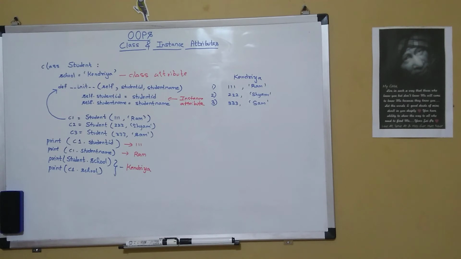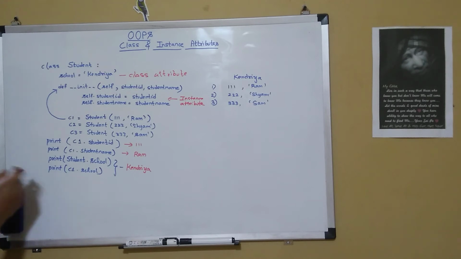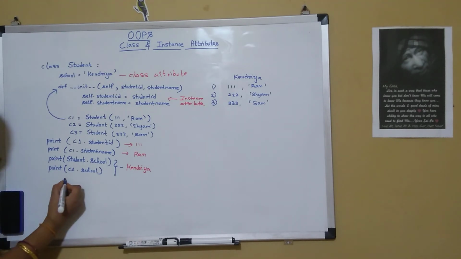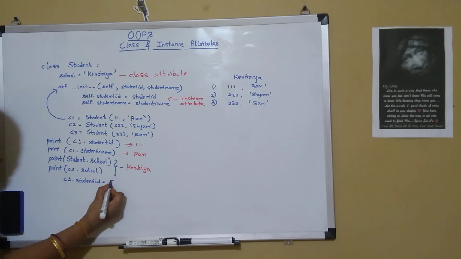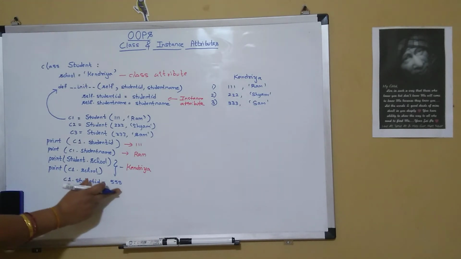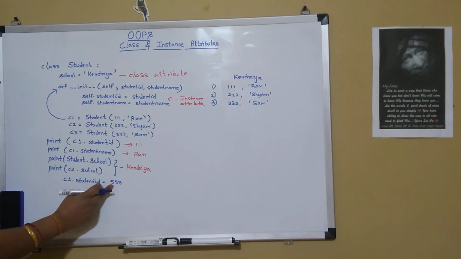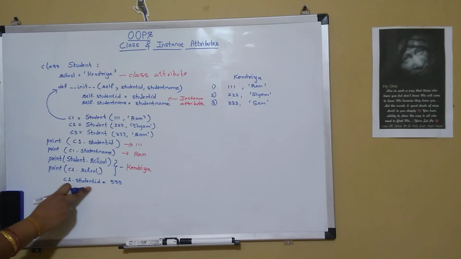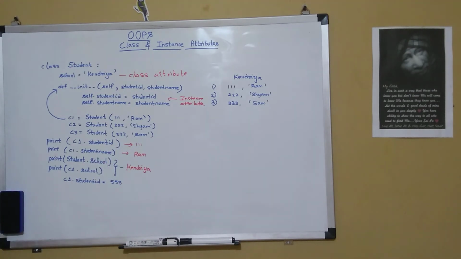At any point of time, if we want to change the instance attributes, we can give C1.student_ID equal to 555. So when I give C1.student_ID equal to 555, instead of 111, the ID will be replaced with 555. So we are changing the student ID from 111 to 555.